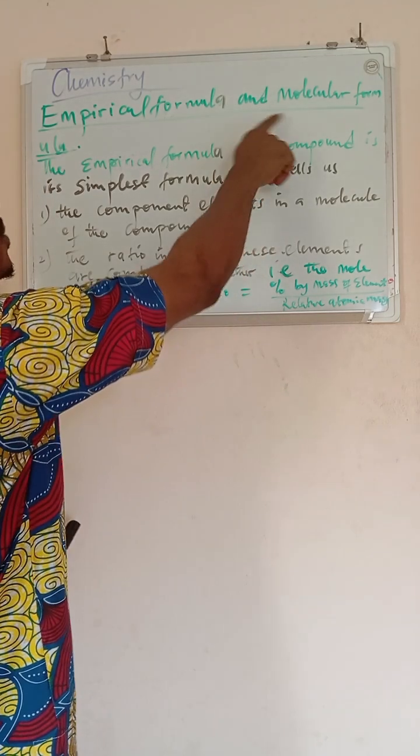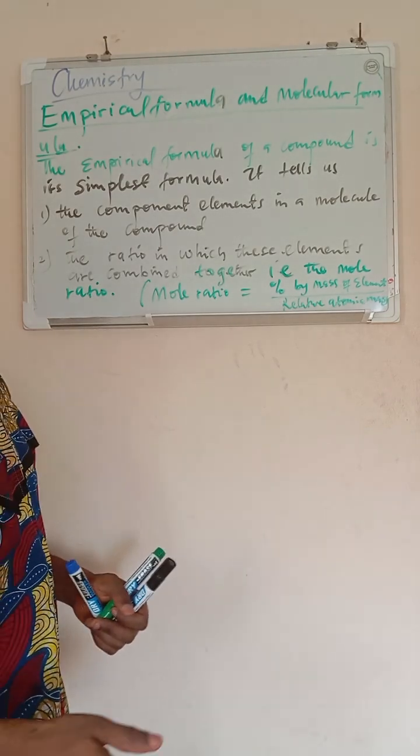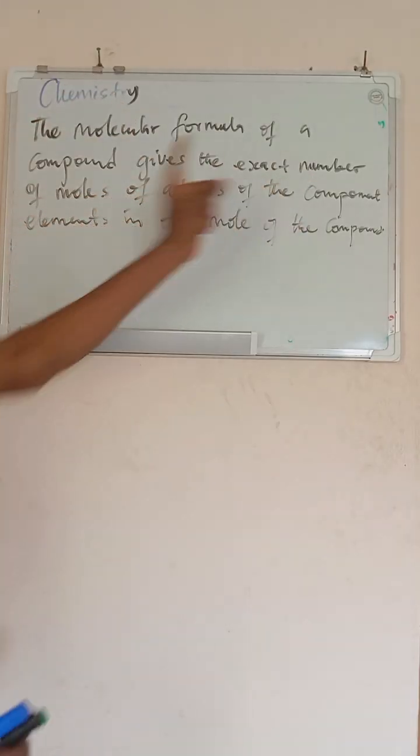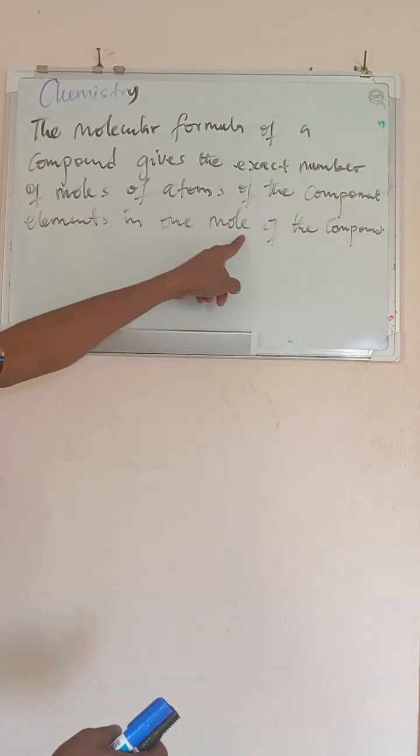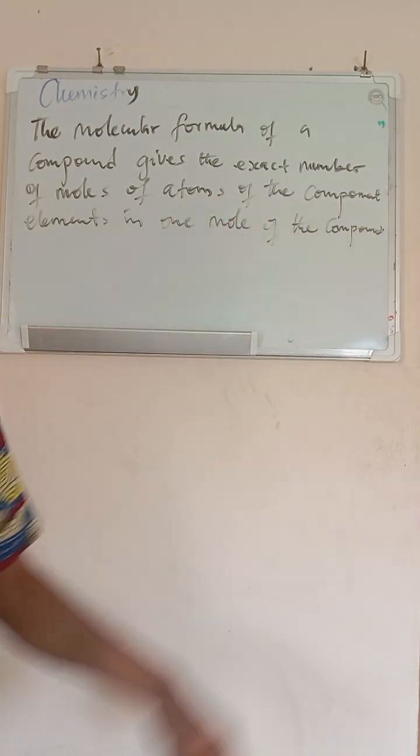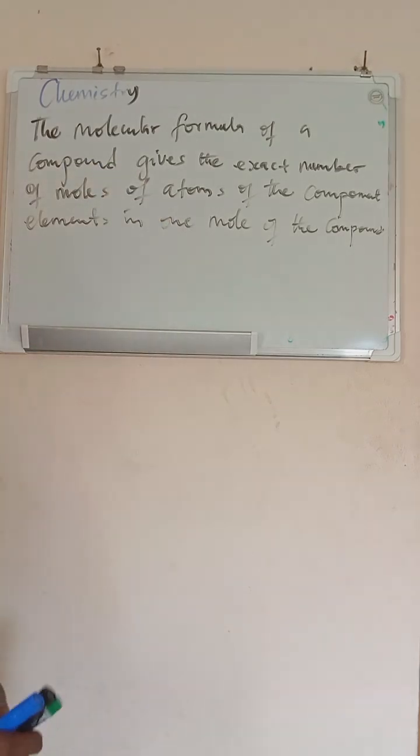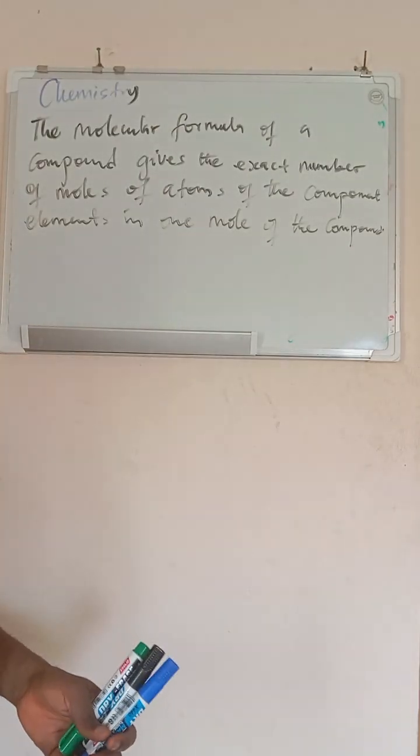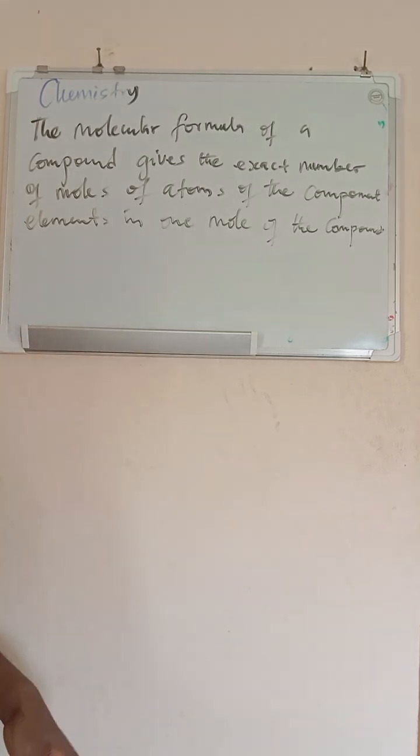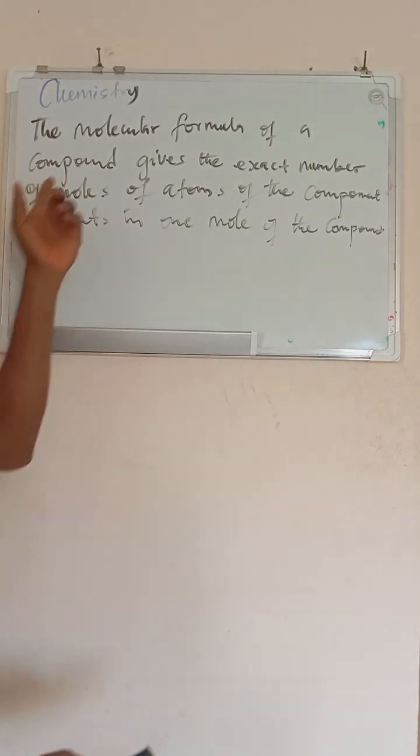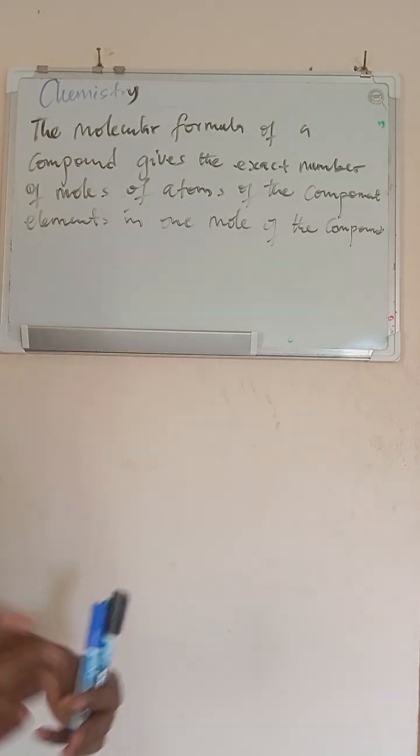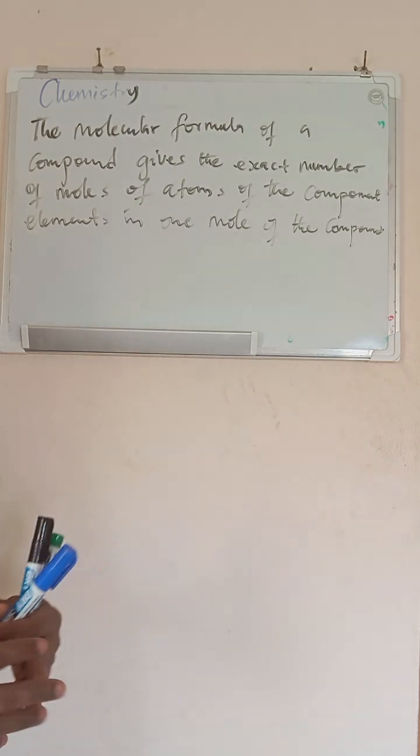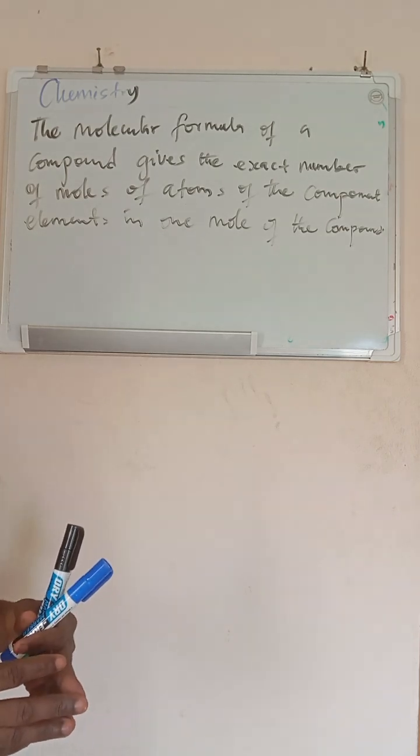Now let me explain what molecular formula means. It gives the exact number of moles of atoms of the component elements in 1 mole of the compound. That is what molecular formula is. Before you can get this molecular formula, you should be able to calculate the empirical formula. Then you can calculate the molecular formula.